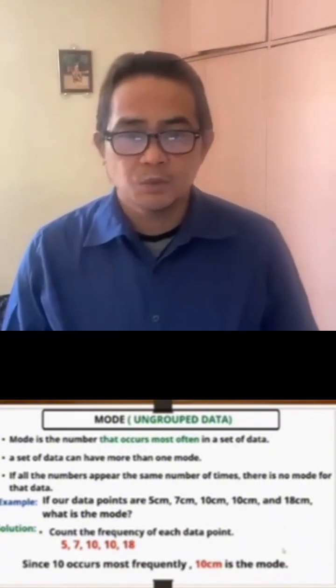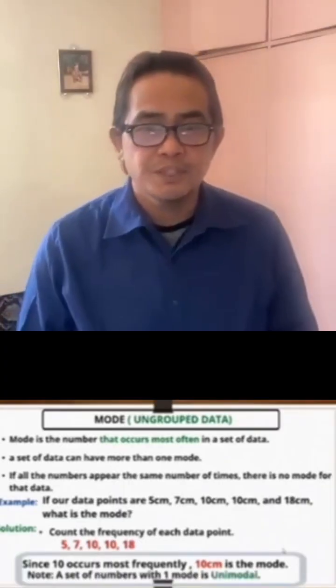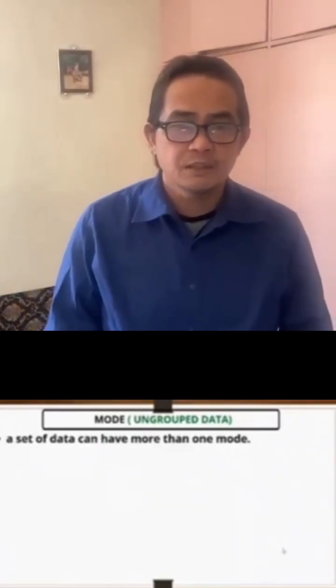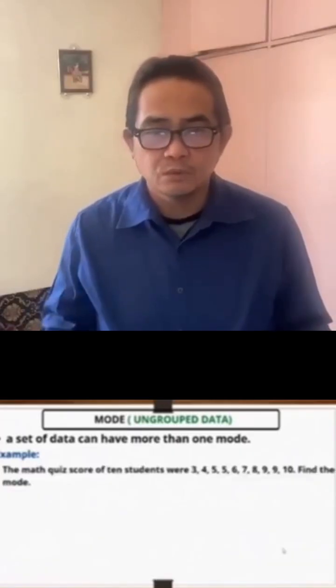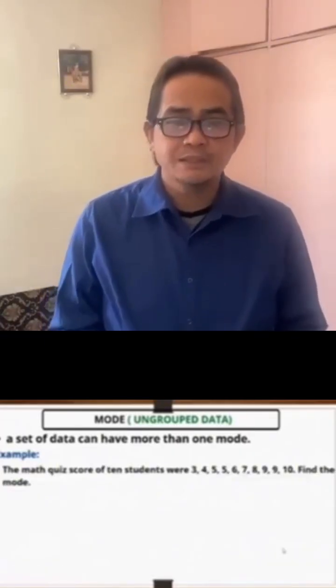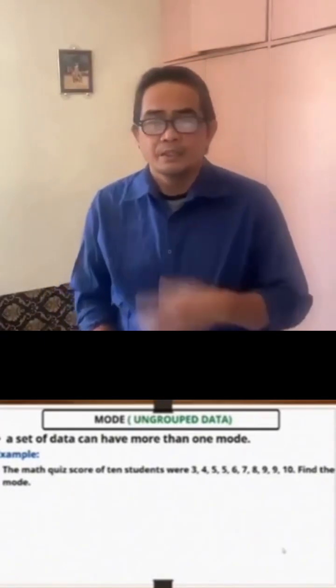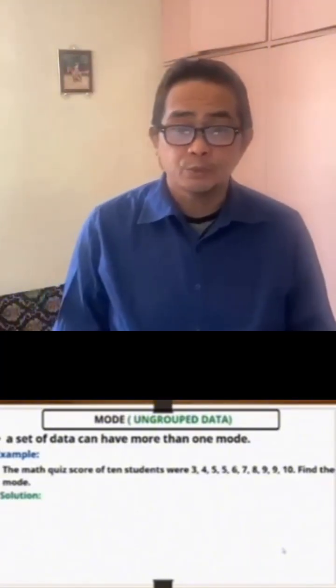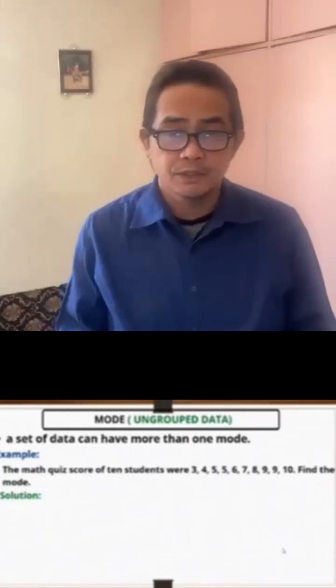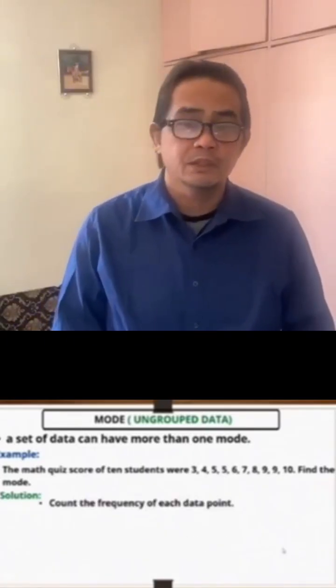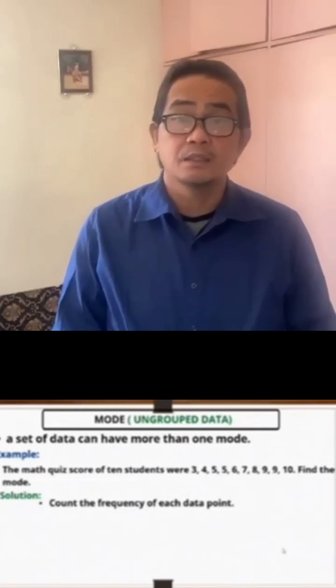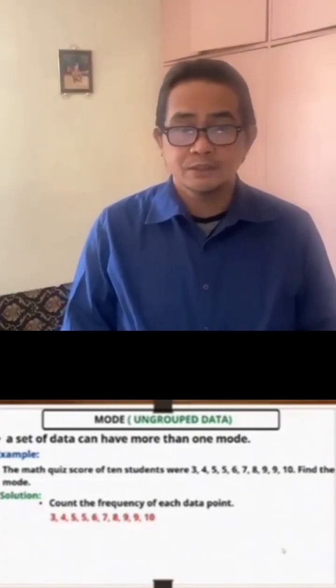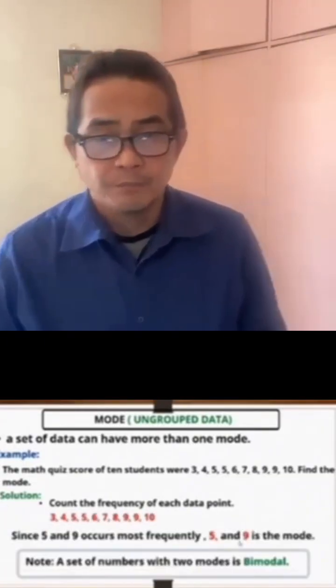The math quiz scores of 10 students were 3, 4, 5, 5, 6, 7, 8, 9, 9, 10. Find the mode. So count the frequency of each data point. Now, if you observe, there are 2 numbers that appear twice. Now we have 5 and 9 occurring most frequently. So 5 and 9 are the modes. We call it bimodal since there are 2 numbers.